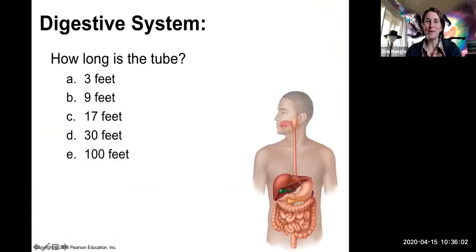So how long's that tube? What do you think? 3 feet, 9 feet, 17 feet, 30 feet, 100 feet? Let's find out.